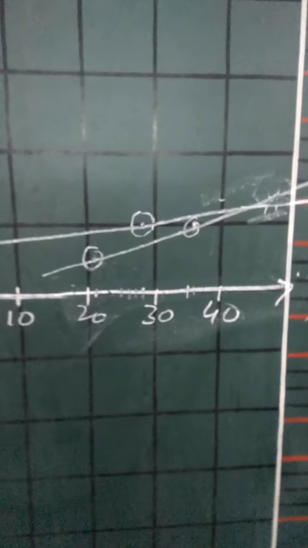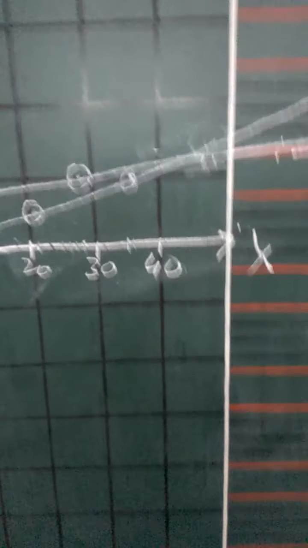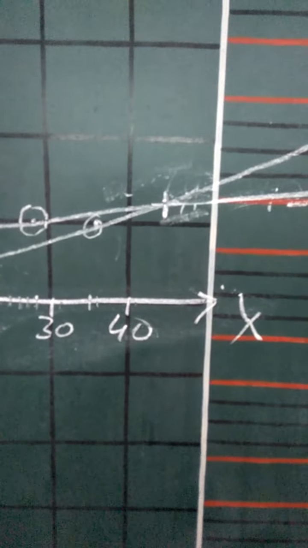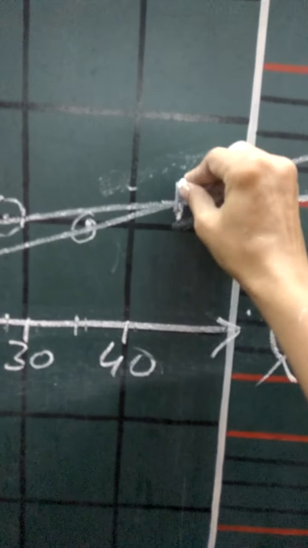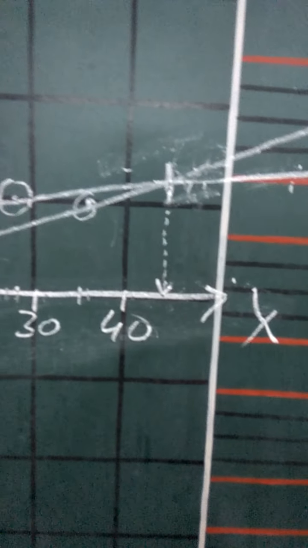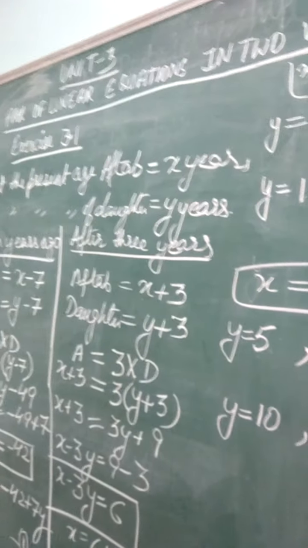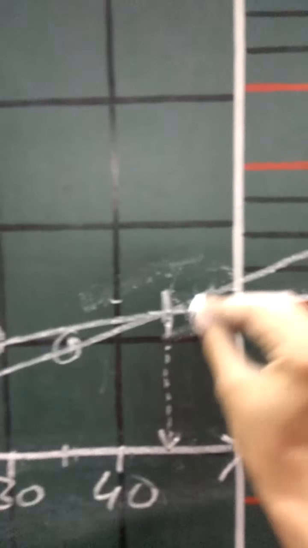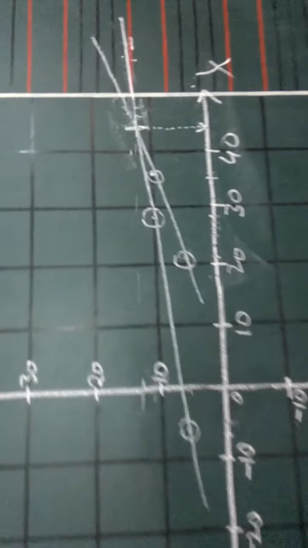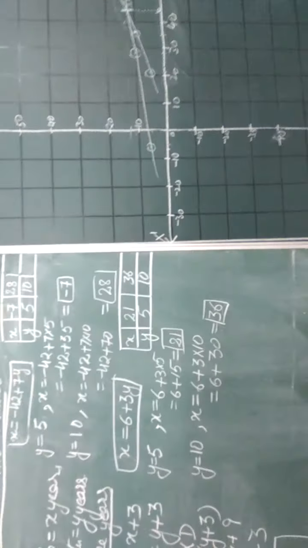One more thing I want to tell you, that if you want to find out the age, the intersecting point of the two lines will give you the age of the two characters. Like if you move from the intersecting point towards the x-axis, this is approximately 45. So x is the age of Aftab. So we can assume that Aftab's age is 45 years. And from this same intersecting point, if you move towards the y-axis, you'll get the age of the daughter, that is approximately 12 or 13 years. So dear students, in this way you can solve your question.